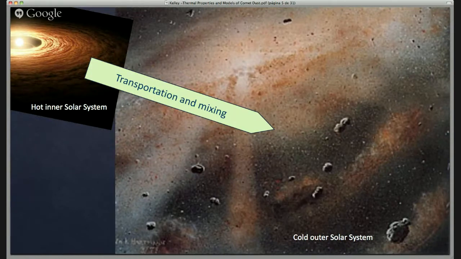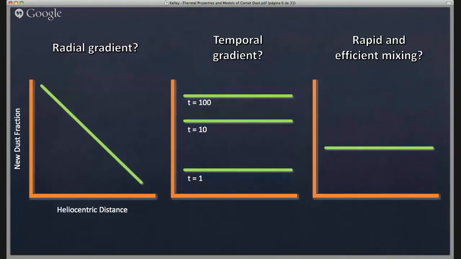So a question that's relevant to comet science is how much of that new dust mixed out in the outer disk, and how did it seed, say, the outer disk? So did it leave a radial gradient? This is, say, new dust fraction versus heliocentric distance. Was it more new dust rich in the inner part of the outer disk and then decreasing with heliocentric distance?